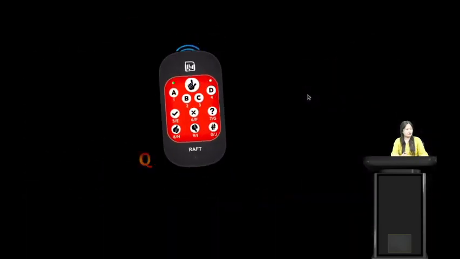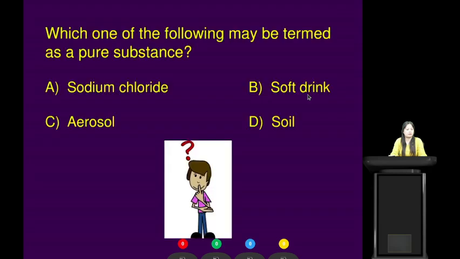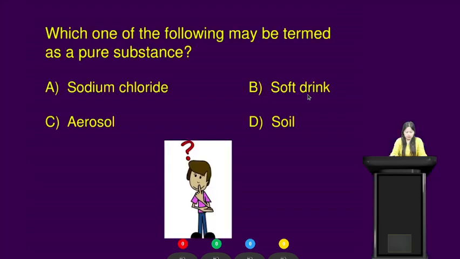All right, students, we have another question. Please get your rough devices ready. The question is, which one of the following may be termed as a pure substance? I'm giving you 15 seconds for this question. Your time starts now. Which one of the following may be termed as a pure substance? Option A is sodium chloride, option B is soft drink, option C is aerosol, and option D is soil.